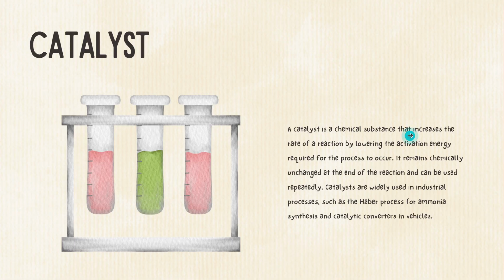The first one is catalyst. A catalyst is a chemical substance that increases the rate of a reaction by lowering the activation energy required for the process to occur. It remains chemically unchanged at the end of the reaction, so it can be used repeatedly. Catalysts are widely used in industrial processes, such as the Haber process for ammonia synthesis and catalytic converters in vehicles.